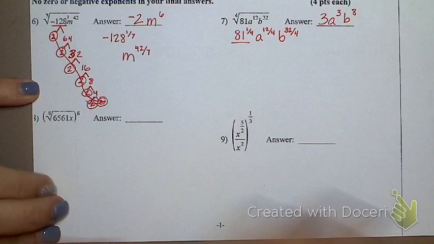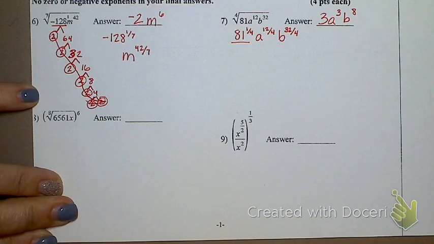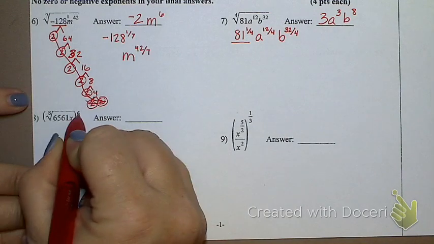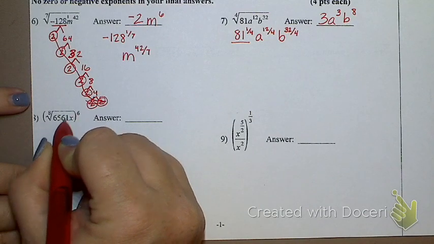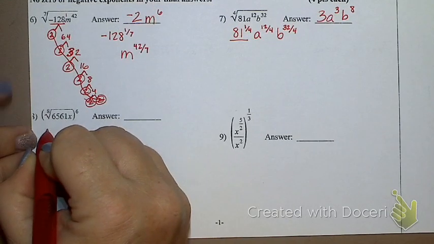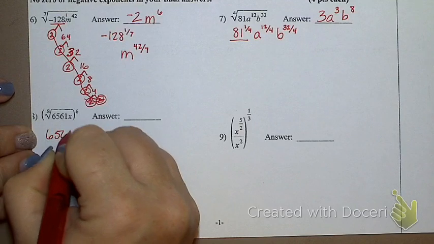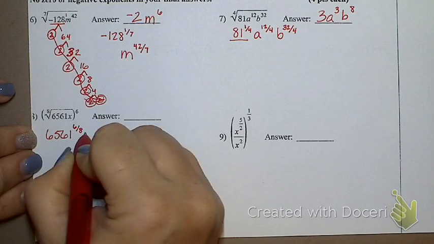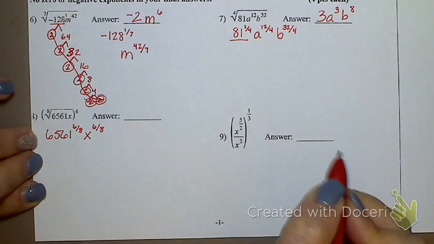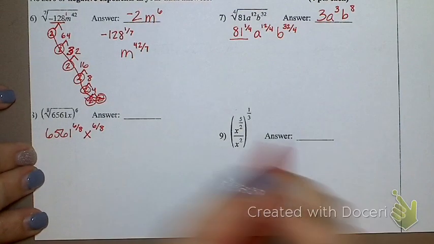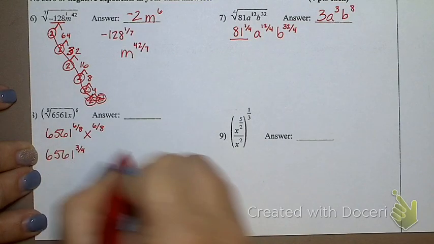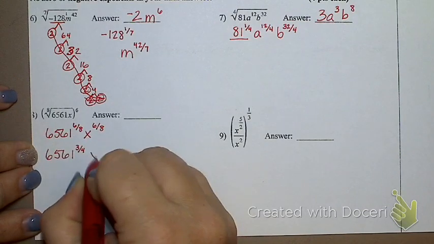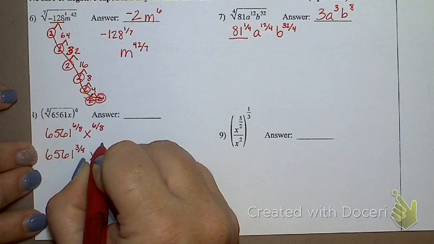All right. How is number 8 different than number 7? Since my exponent is out here, it's not just going to go to the x. Where else is it going to go? To the 6561, right? So I can write this as 6561 to the 6/8 and x to the 6/8. What is 6/8 if I reduce it? Three-fourths. Divide 6 by 2 and divide 8 by 2 and I get 3/4. So I have 6561 to the 3/4 and x to the 3/4.